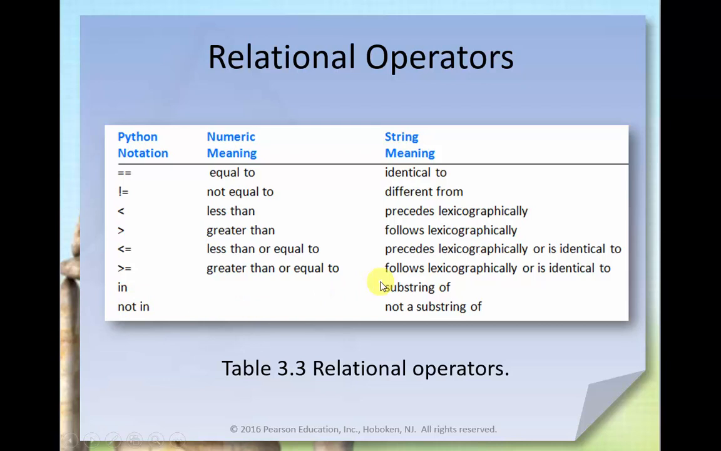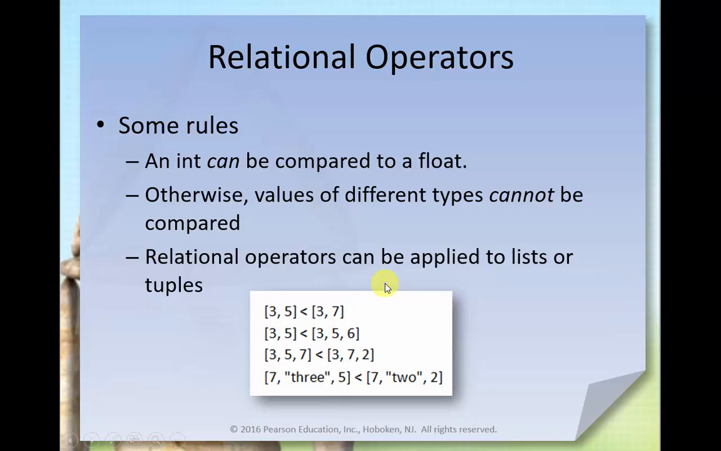So there are a couple of rules here that we can look at. An integer can be compared to a float number, that's legitimate, but generally speaking, other values of different types cannot be compared. You'll throw an error. And also, relational operators can be applied to lists and tuples as well. We'll see some examples of that where it'll make a little bit more sense.